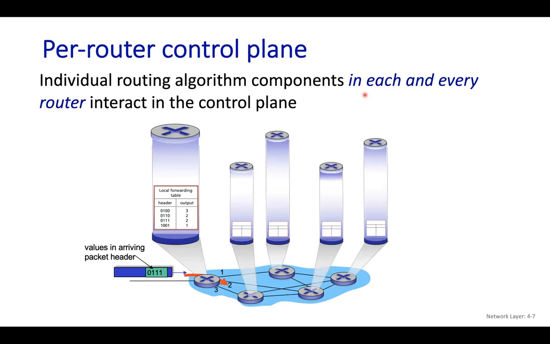You have the header and the output, so you just do a quick table search. For example, here is 0111. You just search the table and identify that 2 should be your output link, so you forward this to 2. So this is per router control, and there is an individual routing algorithm in each and every router interacting with the control plane.